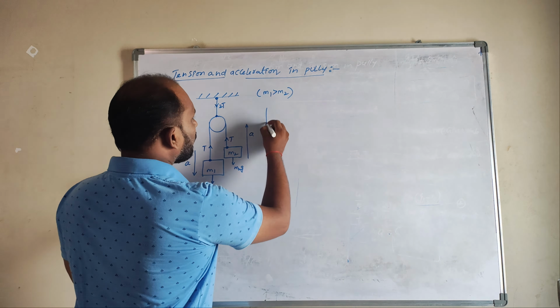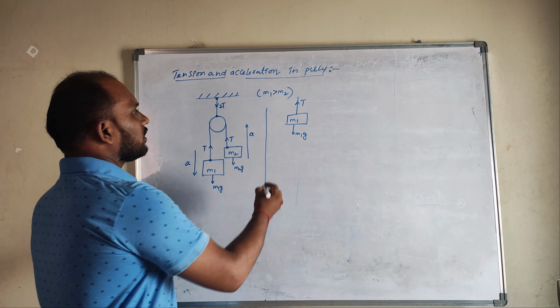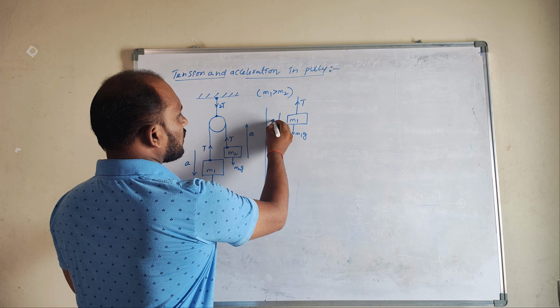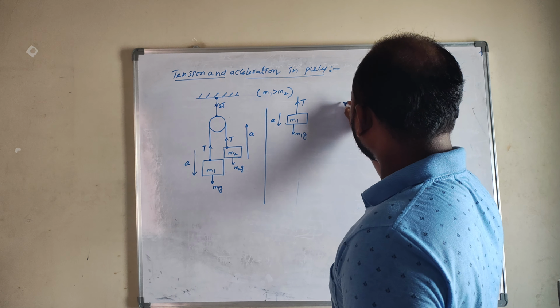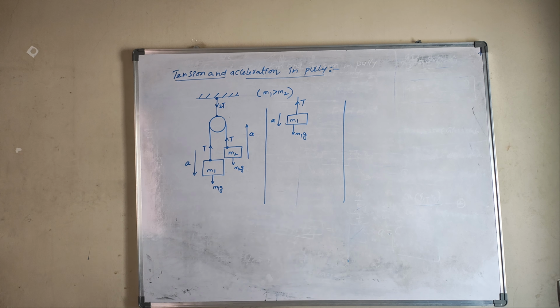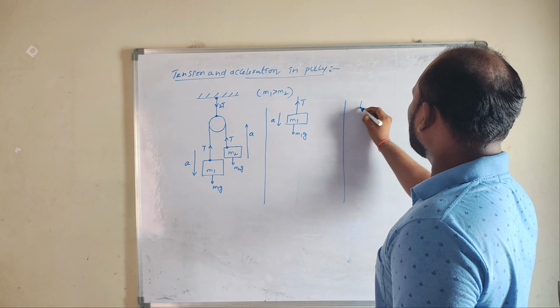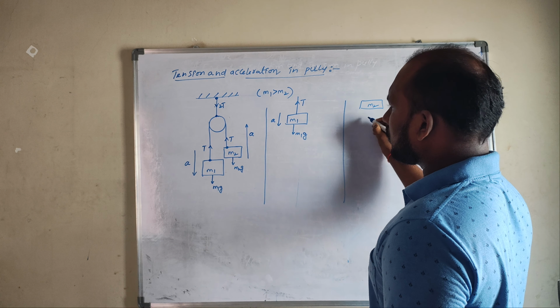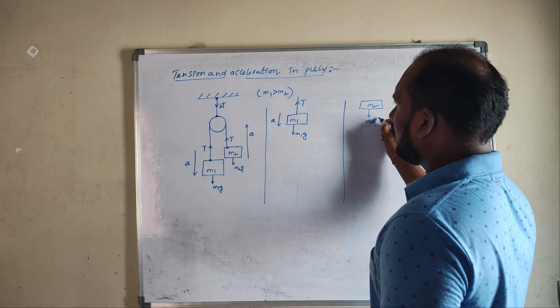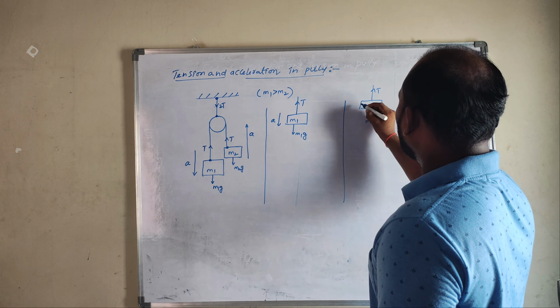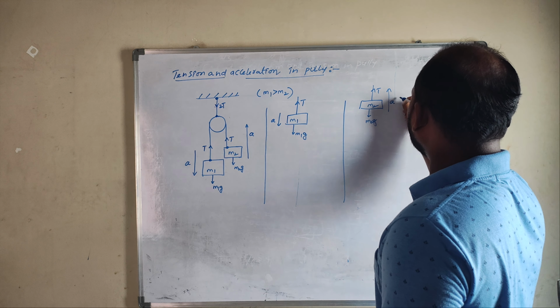Now I am applying a free body diagram for block A. Let us take block A. M1 is the block, having a downward force of M1G, an upward force of tension T, and an acceleration of A. Let's take another block, the second block, M2. This has M2G downward, the upward force is the tension force, and the acceleration is upward, that is A.